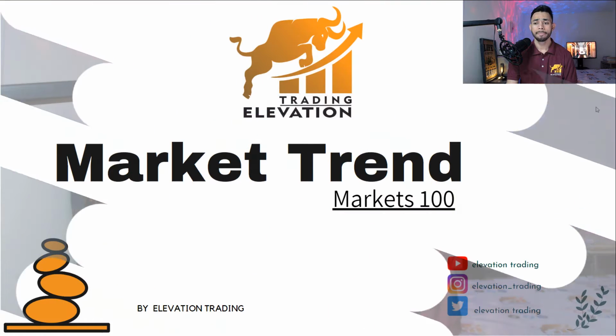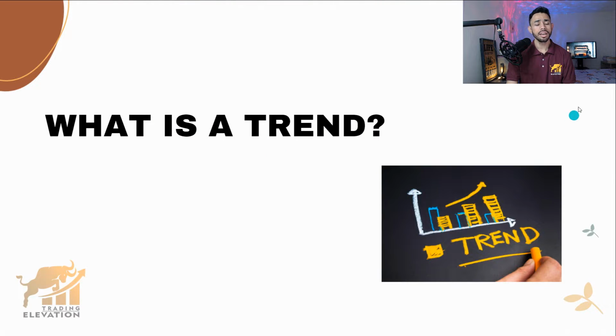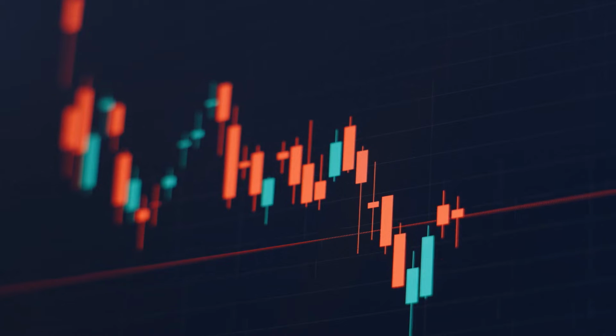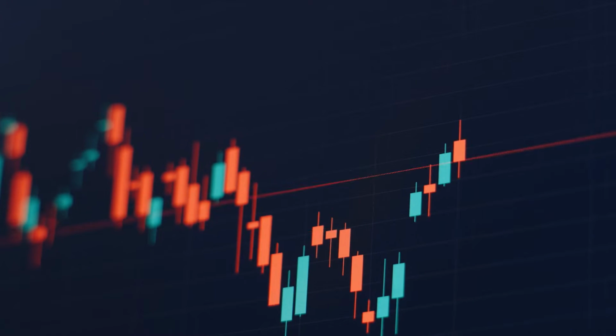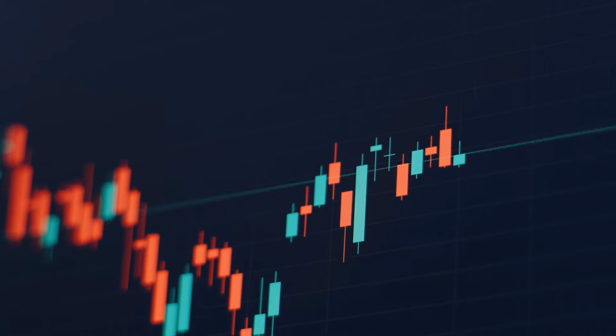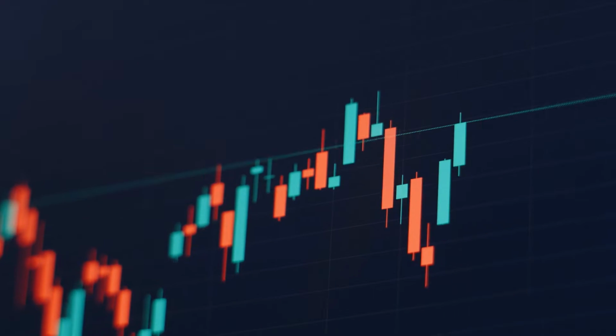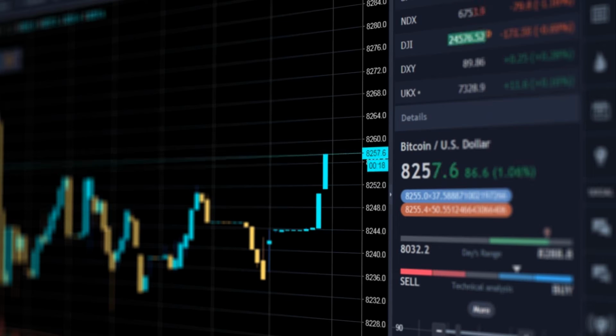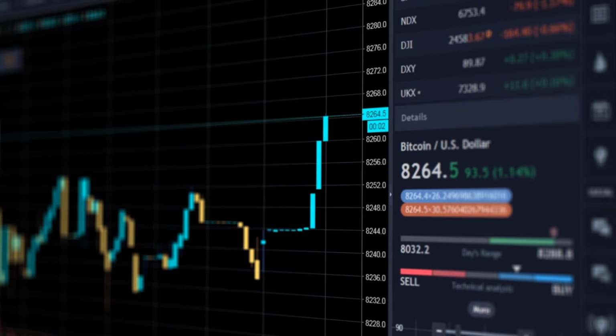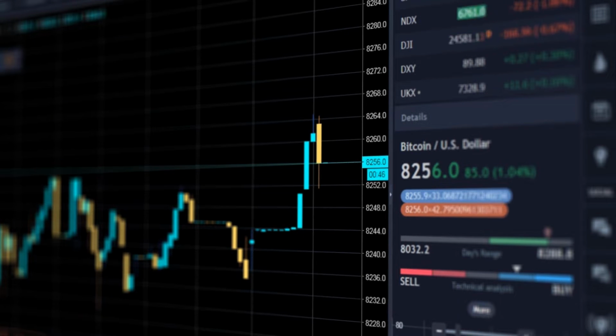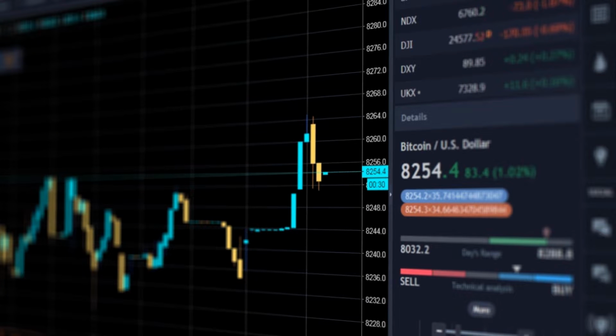So, I ask this question at the beginning of any subject, whatever the subject. So today, what is a trend? Simple as that could be. A trend is a recognized direction of price movements over a particular period. So simply, market trend is basically a recognized direction of price movement over a particular period.